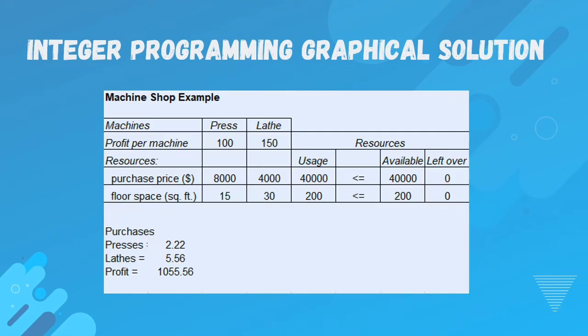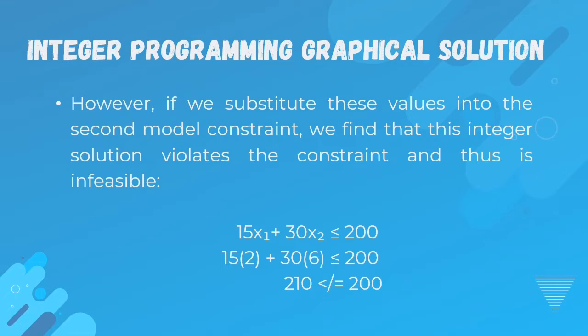Kapag sinolve ito as regular linear programming model gamit ng Excel, ang lalabas na resulta ay non-integer solution of 2.22 presses and 5.56 lattes. Because the solution value must be integer, ang gagawin natin ay i-round off natin ito sa closest integer value. Saan yung presses na 2.22 ay magiging 2 at yung lattes ay magiging 6. Makikita natin naging infeasible siya dahil lumagpas siya sa constraint na 200.